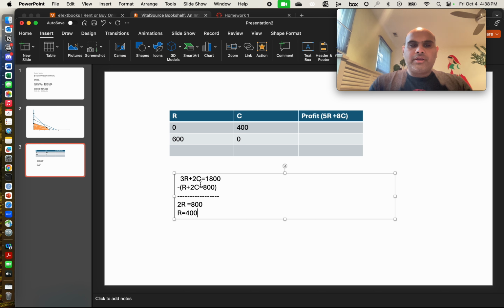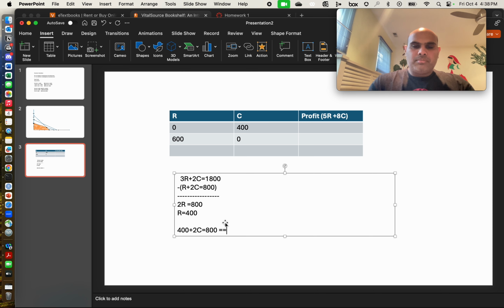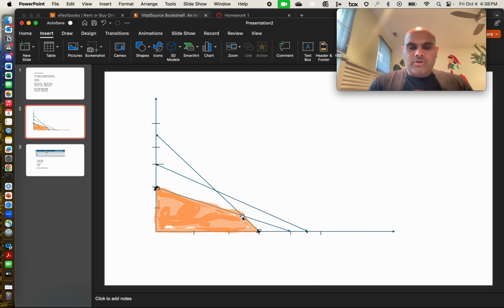So r is 400. I can plug that into any one of the equations. I'll plug into the second one. It'll be 400 plus 2 times c is 800, right? So this implies that 2c is 400 or c is 200, right? So it's 400 comma 200. So if I go back here, it'll be about 400 comma 200. Like you see, I didn't draw this to scale, so you could not have guessed the answer here, right? So 400 comma 200 is the other one.